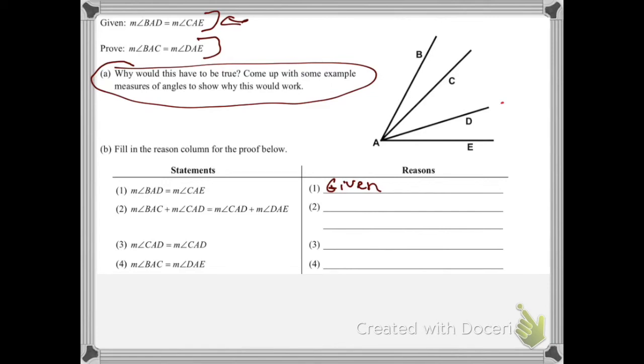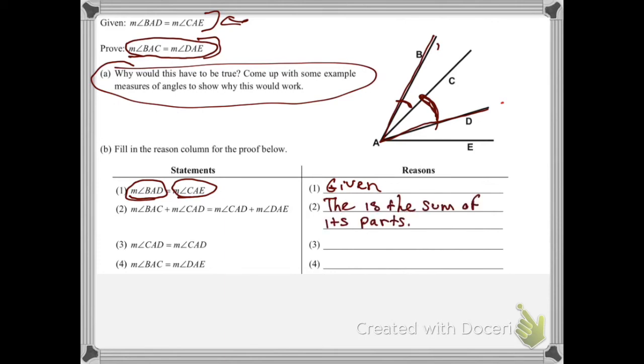I need to prove that the measure of BAC equals the measure of DAE. And I've filled these statements out for you. So the second part was that we broke angle BAD. Here's angle BAD. And I broke it into its component parts, into BAC plus CAD, okay? I broke that down, and all that's saying is the whole is the sum of its parts. That's the same thing that I did to CAE. So the whole is the sum of its parts, okay?